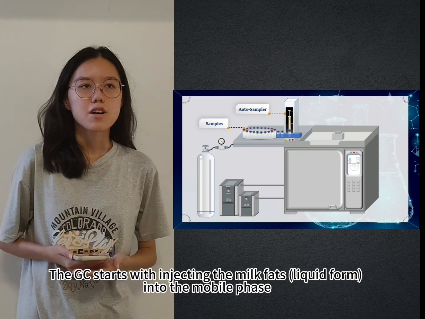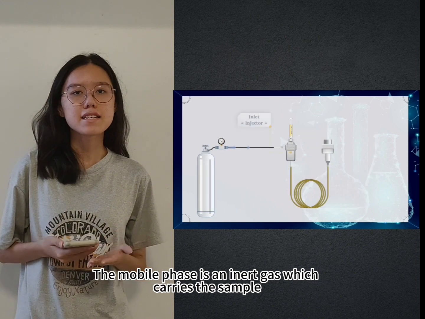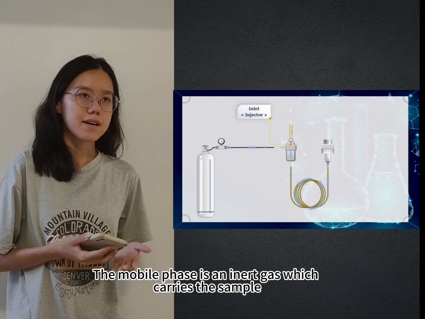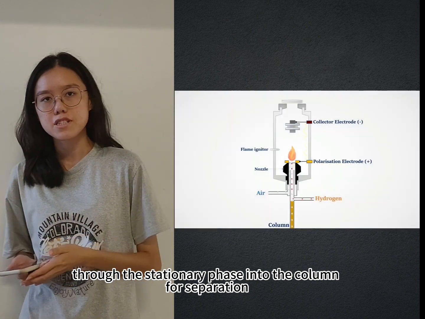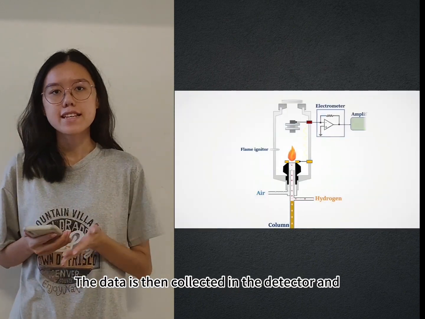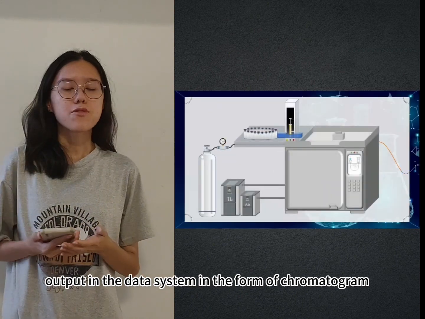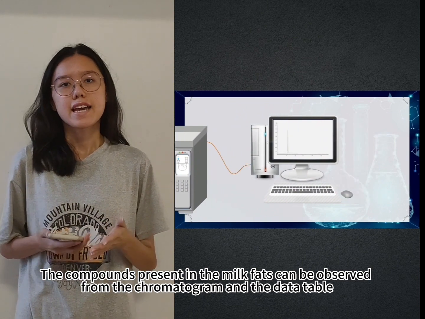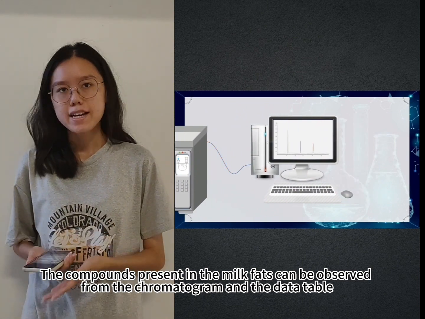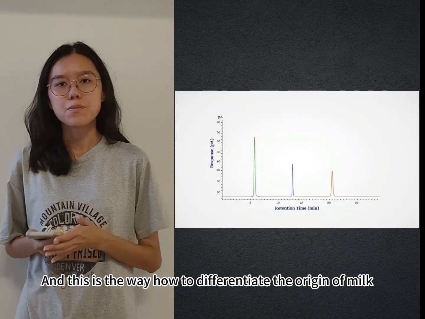The GC starts with injecting the milk fat into the mobile phase, and the mobile phase is an inert gas which carries the sample through the stationary phase in the column for separation. The data is then collected in the detector and output in the data system in the form of a chromatogram. The compounds present in the milk fats can be observed from the chromatogram and the data table, and this is a way to differentiate the origin of milk.